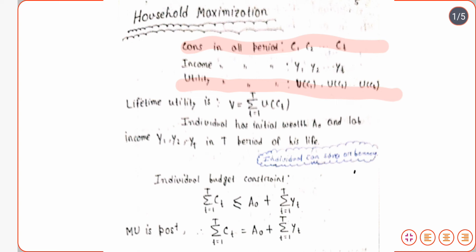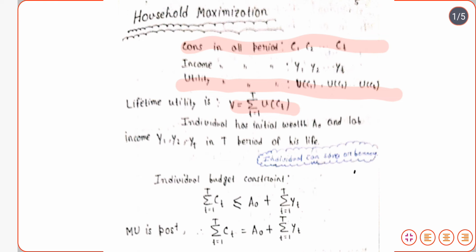Lifetime utility means that it starts from period one but goes up to capital T period. For getting that lifetime utility, we have to take the summation of u of ct, starting from t equals 1 and going up to capital T. So this is our lifetime utility.